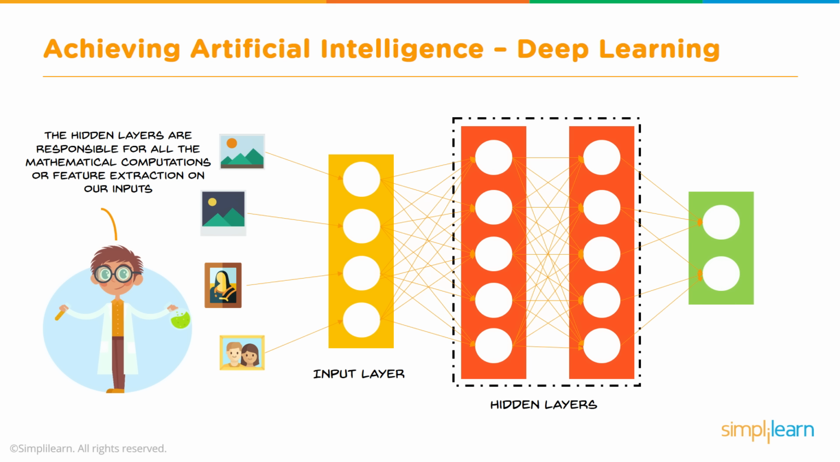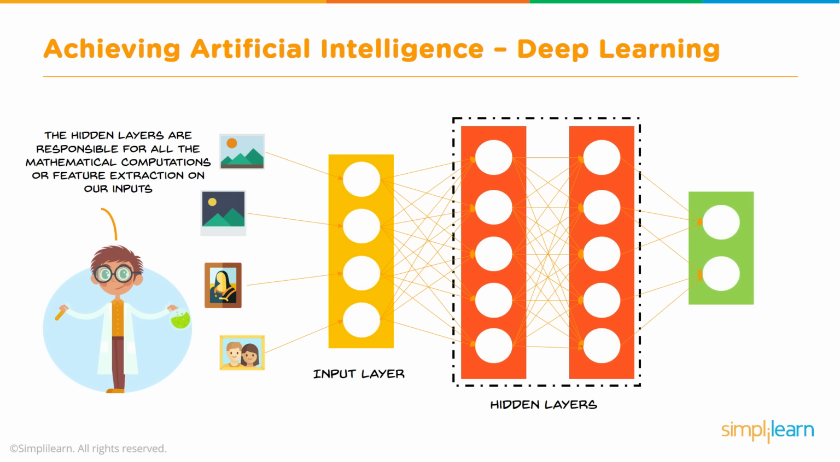The hidden layers are responsible for all the mathematical computations or feature extraction on our inputs. So when you see here, we have the 2 orangish red layers, and there are all these lines in there. Those lines are the weights. Each one of those represents usually a float number or a decimal number, and it multiplies it by the value in the input layer. And you'll see that as it adds all these up in the hidden layer, each one of those dots in the hidden layer then has a value based on the sum of the weights. And then it takes those and puts them into another hidden layer.